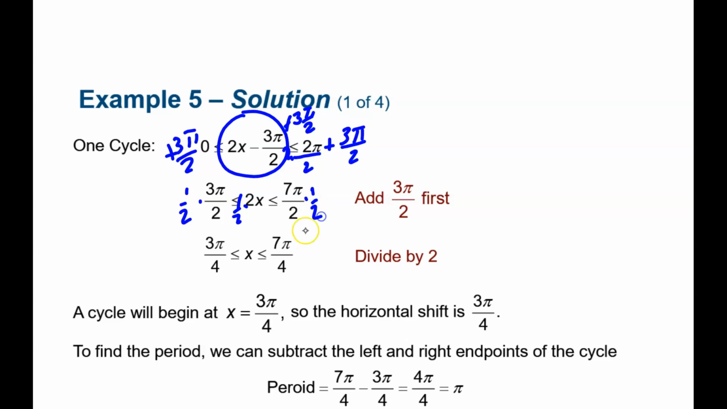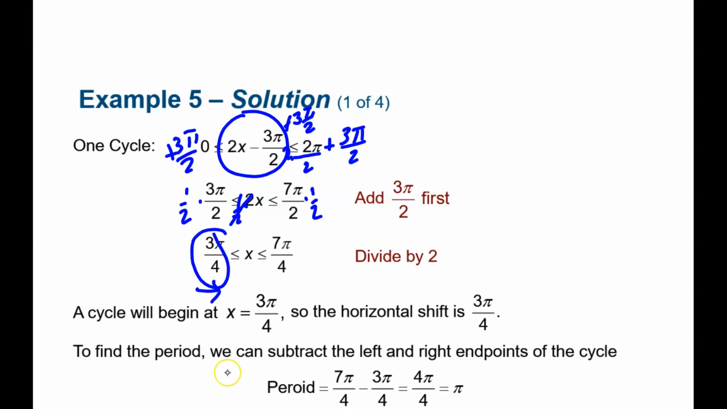Since we're dealing with fractions, to get x by itself, on the left side we have 3 pi over 4. On the right side, we have 7 pi over 4. A cycle will begin at x equals 3 pi over 4. So the horizontal shift is 3 pi over 4.